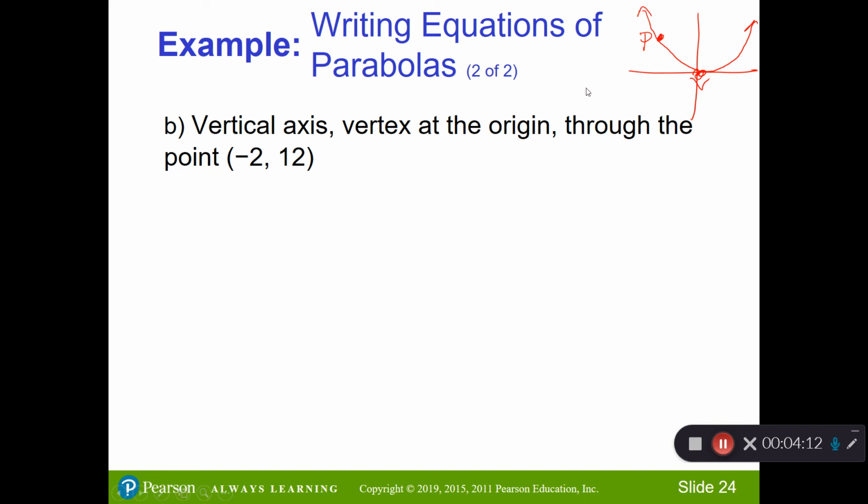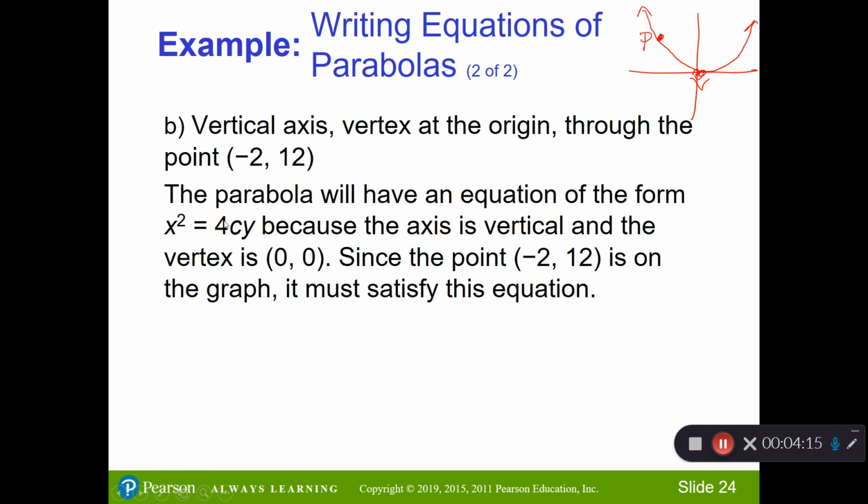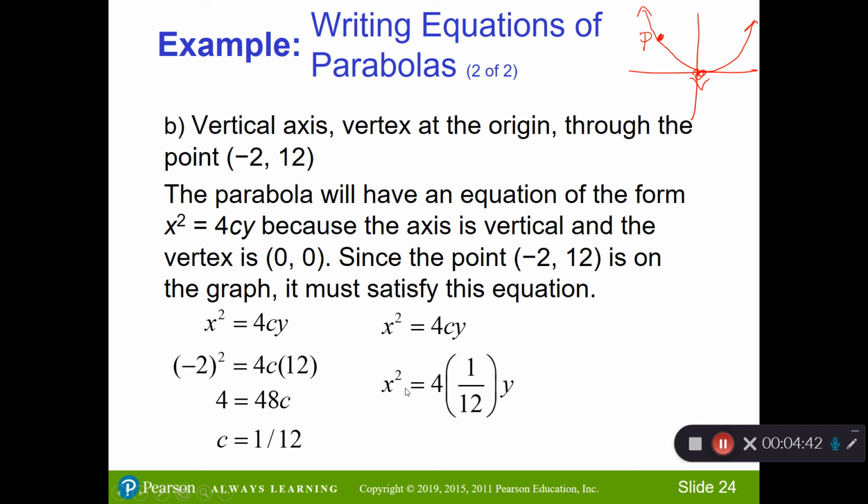So if I'm opening up, the x is squared and the c is positive. So x squared equals 4cy. Now, since I passed through the point negative 2, 12, I can just substitute that in to find the c. So I'm going to replace this with the negative 2 squared, and the y gets replaced with 12, so I'll have 4c times y. So go ahead and solve for c. We get c is 1/12. Plug that in. X squared equals 4 times c y. So my equation is x squared equals 1/3 y.